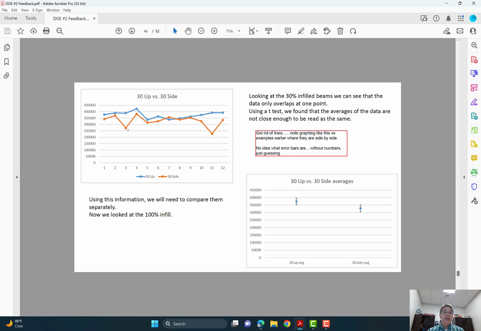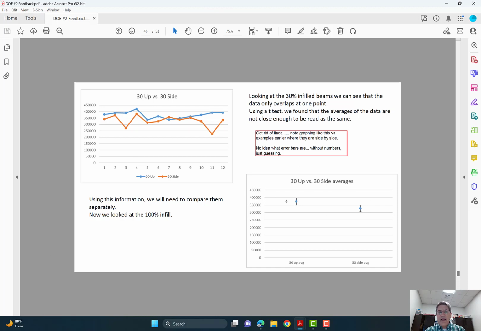So again, on this one, get rid of the lines. And note this graph of graphing them on top of each other versus the previous graphs of doing them side by side with the boxes. You've got to just decide which you think communicates better. I like the side by side with the boxes. I think it highlights differences better.